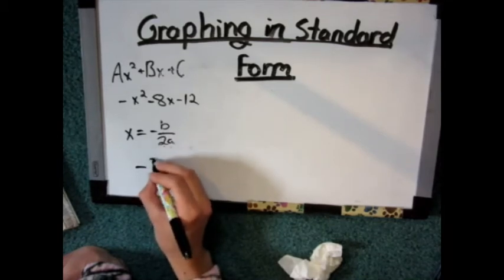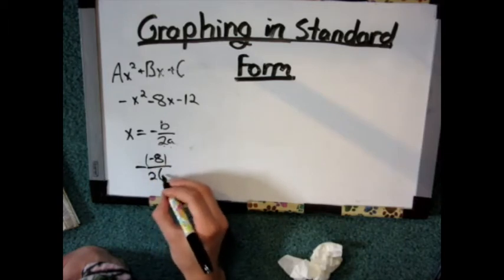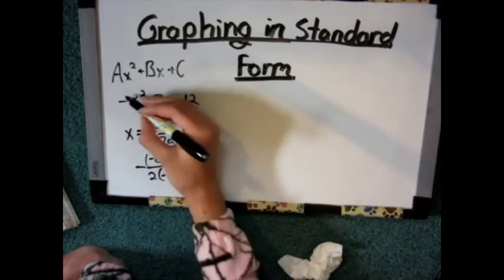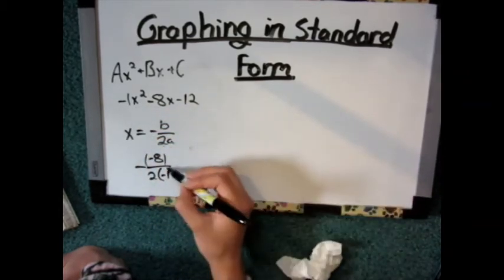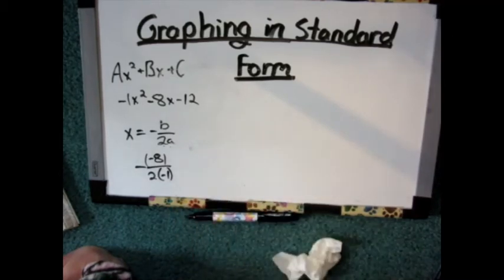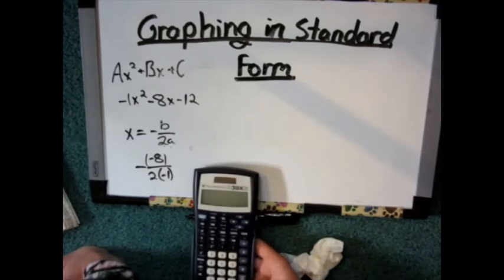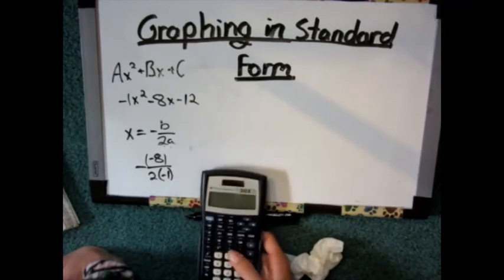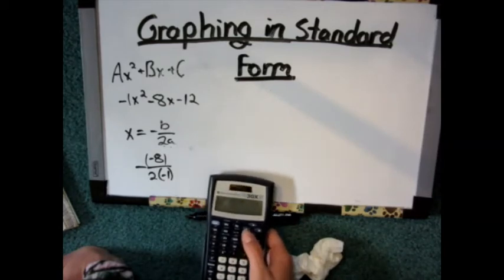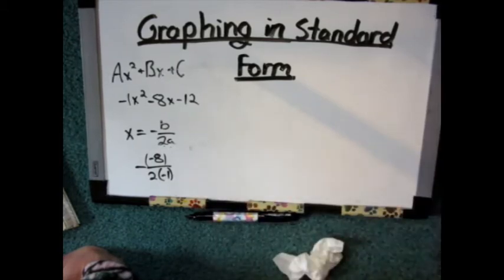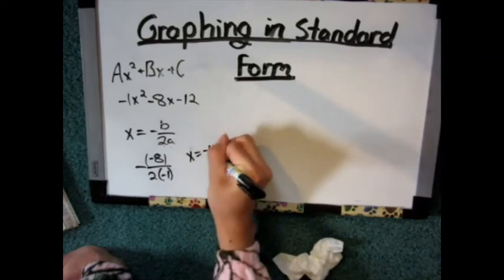Alright, so you're going to just insert each value into this formula here. So b would be negative 8, and a is negative 1, because there's a 1 there. And you're just going to quickly solve out that piece. Negative 4. So x equals negative 4 in this equation.